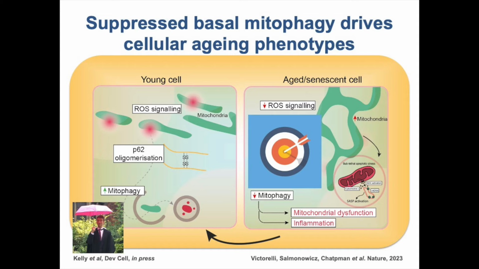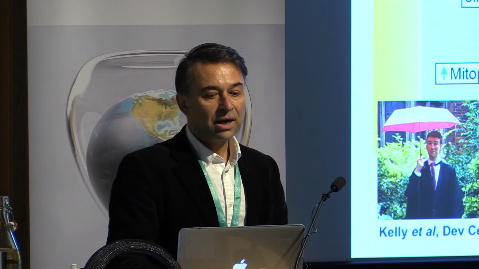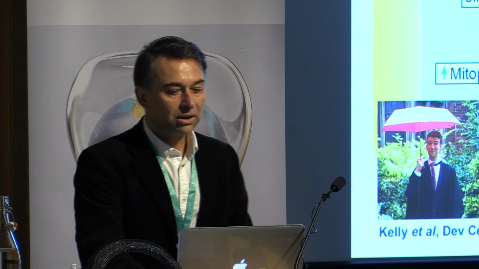where again we see the same pattern. We see that in normal cells, without any stress, just the cells living in a dish, mitochondria produce physiologically normal levels of reactive oxygen species that are concentrated in specific mitochondria. Perhaps this reflects the damage, and this triggers the oligomerization of receptors like p62 and initiates mitophagy.